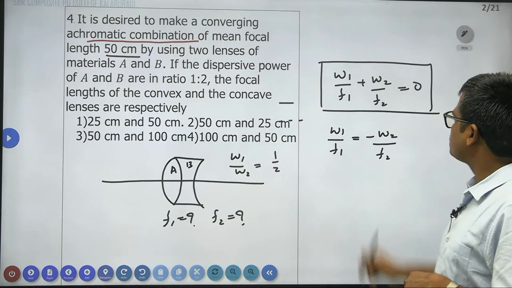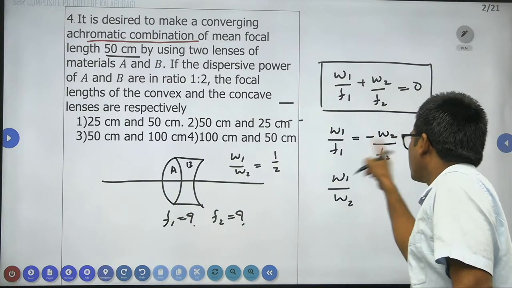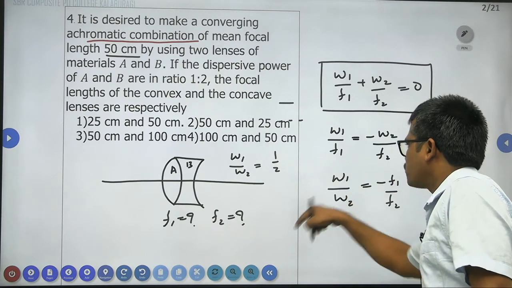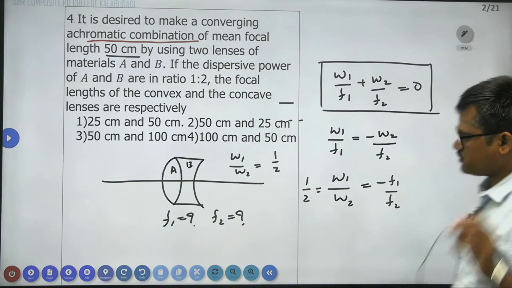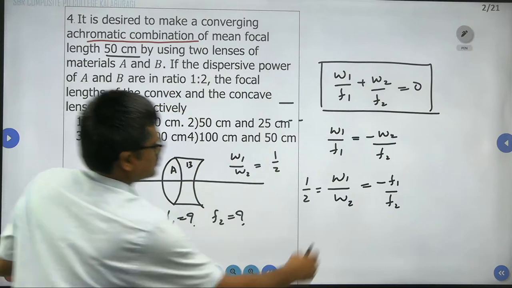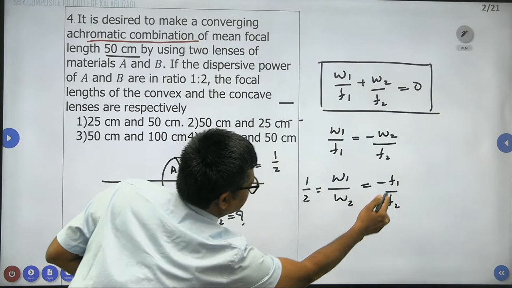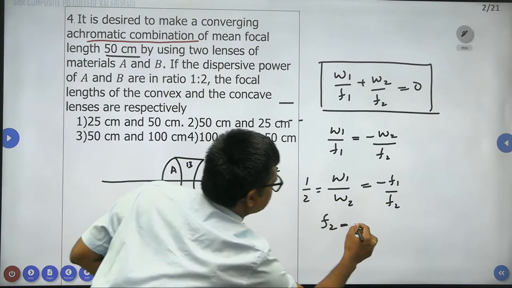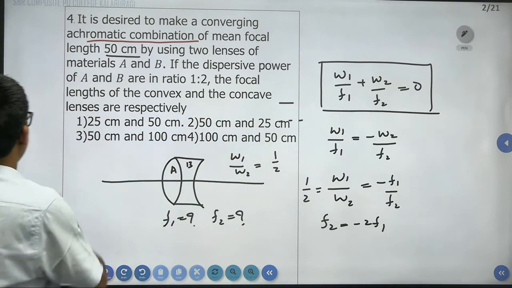So let me move on with this achromatic combination. We use omega 1 divided by omega 2, which will be minus F1 divided by F2. They have given omega 1 by omega 2 as 1 by 2, right? With that, what will my F2 value be in terms of F1? F2 equals minus 2 F1, right or not? F2 equals minus 2 F1.